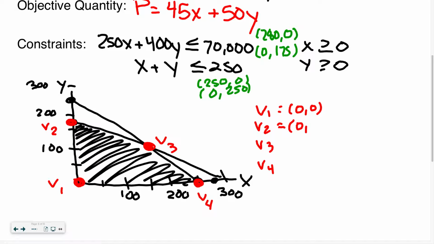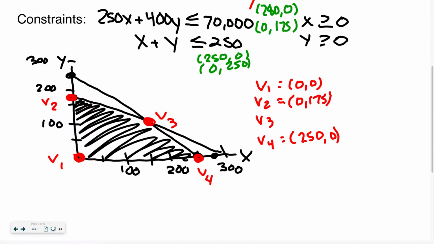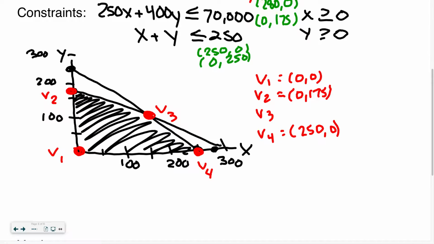V1, V2, and V4, those are pretty easy for me to identify. V1 is the origin. And then V2 and V4, those are the intercepts I graphed. So I know for certain where those points are. The one point that maybe I'm unsure about is my V sub 3. That's the intersection of the two lines, 250x plus 400y equals 70,000, and x plus y equals 250.